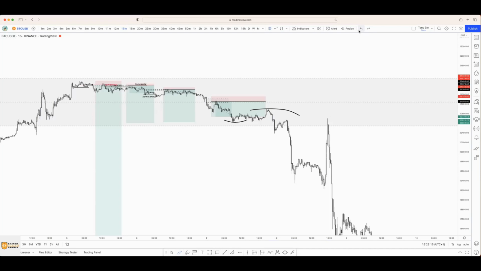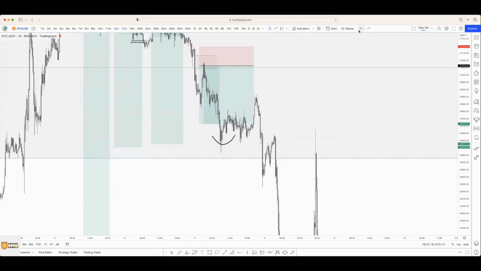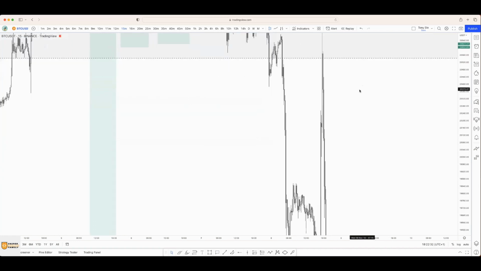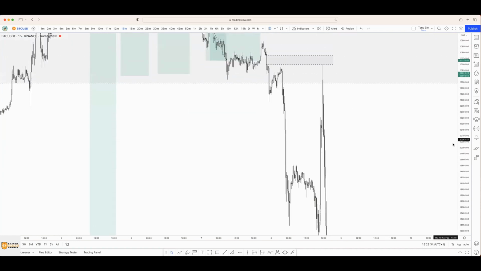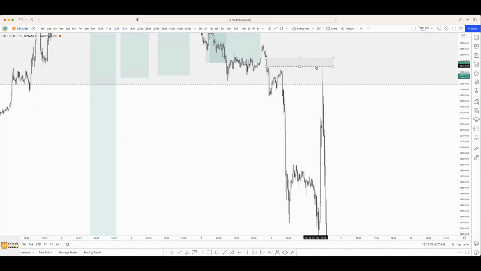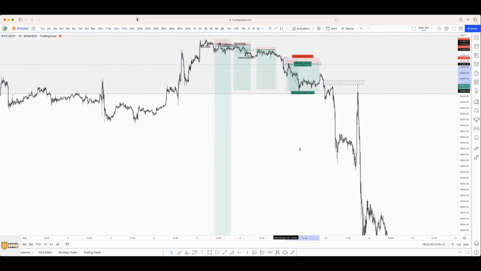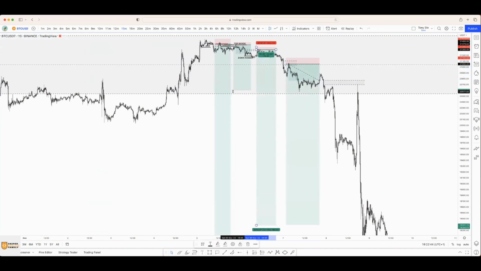Now, the structure wasn't too picture perfect, so I wouldn't have traded that. But as you can see, it played out. So price came into the imbalance, boom, and then rejected, took price all the way to the downside, as you can see. So that was another entry you could have taken. As you can see, this one here, more cleaner entries, and then all of this to the downside here.